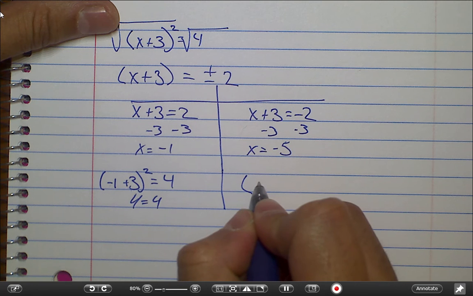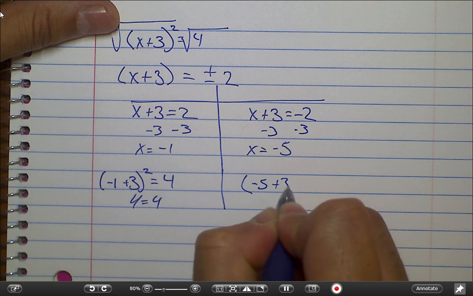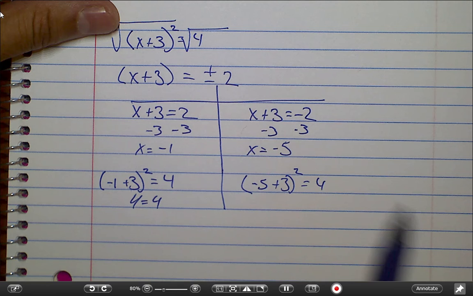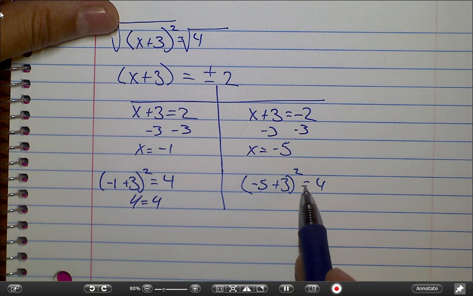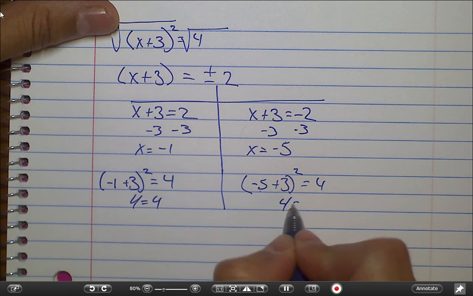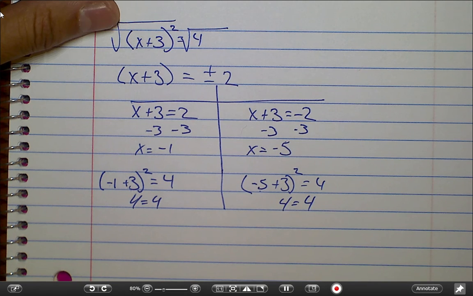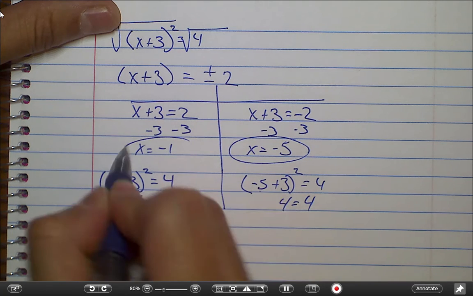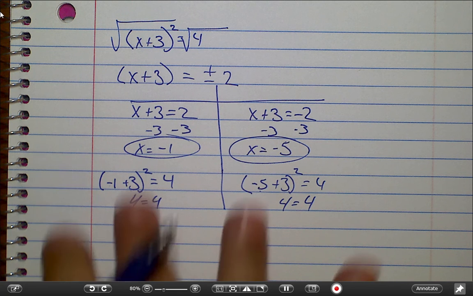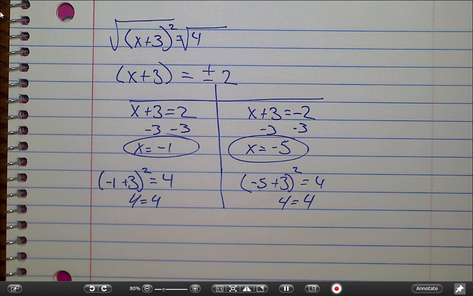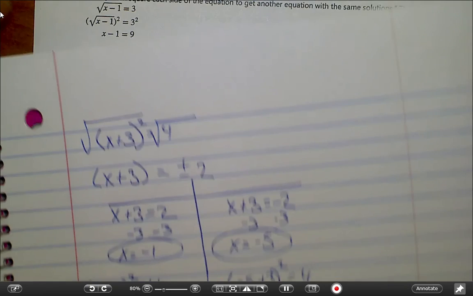So it's going to be negative 5 plus 3 squared equals 4. So negative 5 plus 3 is what? Negative 2. And if I square a negative 2, it's positive. A negative and a negative makes a positive. So I get 4 equals 4. So both are true. Yep, both answers are correct. Does that make sense? So these right here are going to be super important because we're going to have a bunch of these on today's lesson.